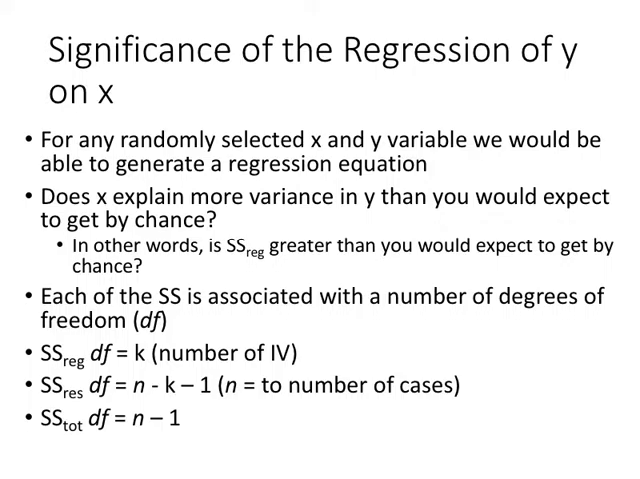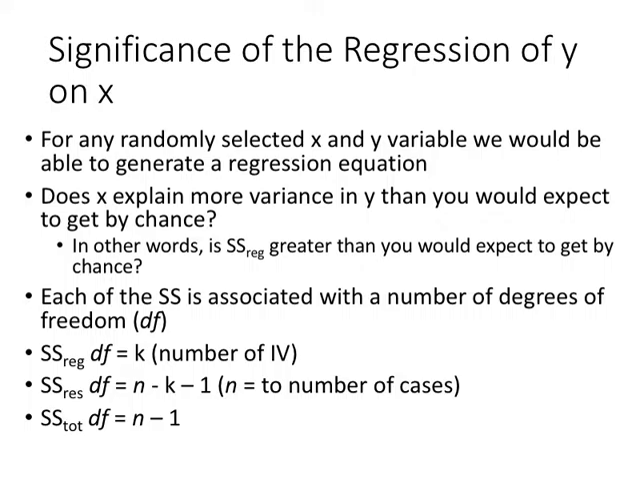In other words, is sums of squares regression, by the way, the good sums of squares or the bad sums of squares? Good. Yes. Is the good sums of squares greater than we'd expect to get by chance? Because just by chance, it's not going to be 0. It will be some number greater than 0, but at what level does greater than 0 become meaningful? That's where the hypothesis test will allow us to test how likely is it that it's just noise, or is there some signal there?